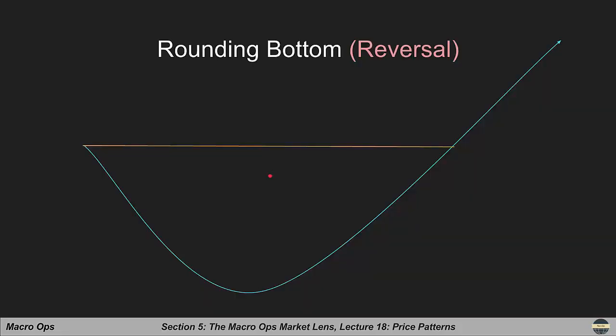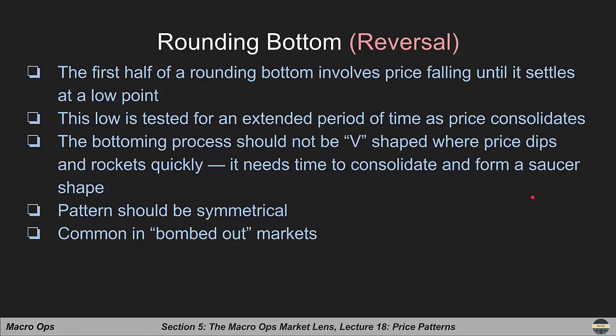Rounding bottoms are just much more stretched out bases after something that gets bombed out, and then we see a break above a horizontal line. The first half of the rounding bottom usually involves falling price, and this low is tested for an extended amount of time as price is consolidating, and it should be a full-out bottoming, not a V shape. So we shouldn't see something like this. We want to see a fall and then lots of resting.